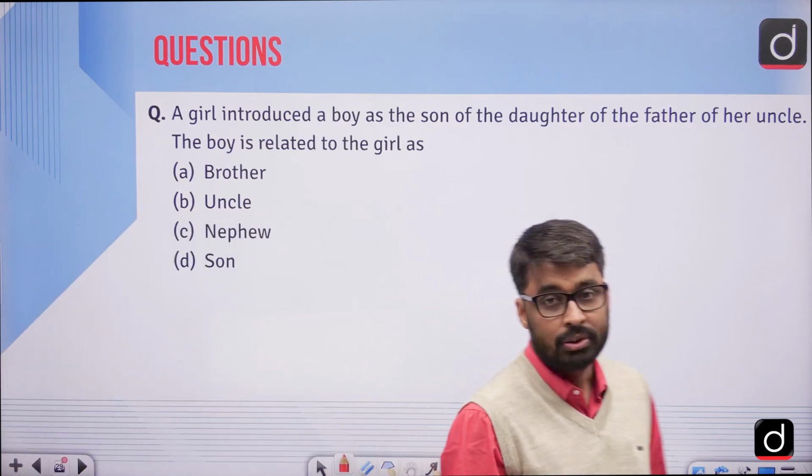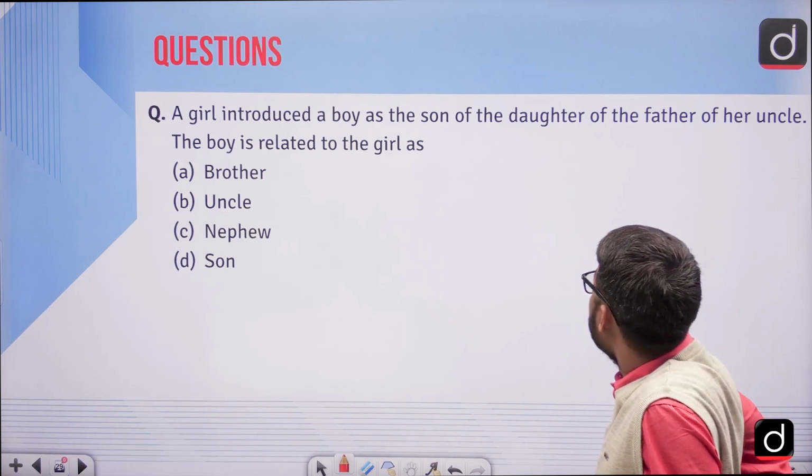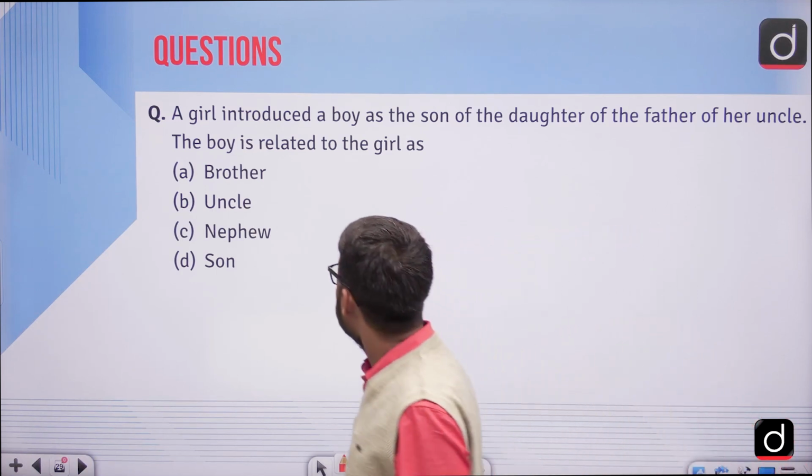Now this is a question on blood relation. A girl introduced a boy as the son of the daughter of the father of her uncle. The boy is related to the girl as?